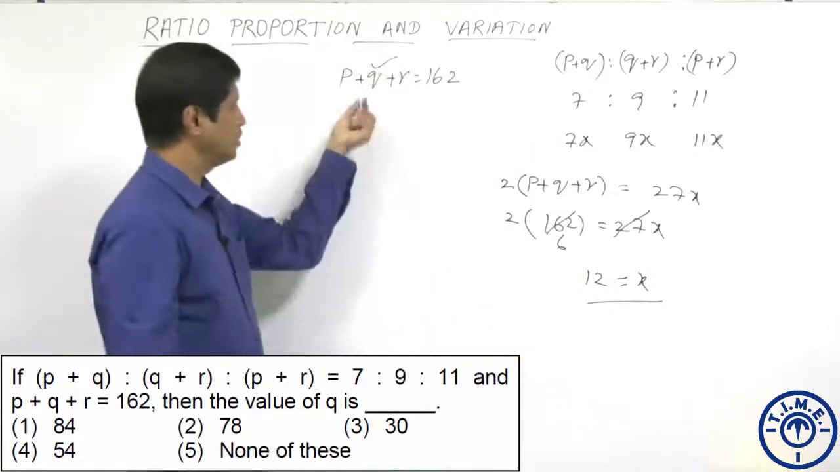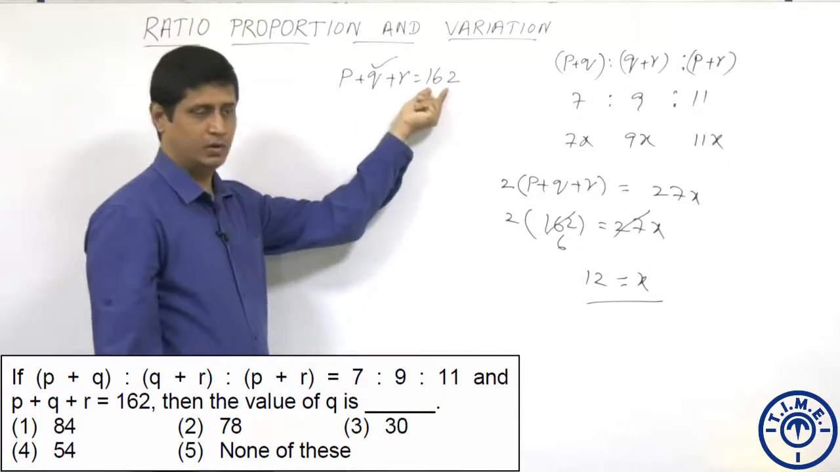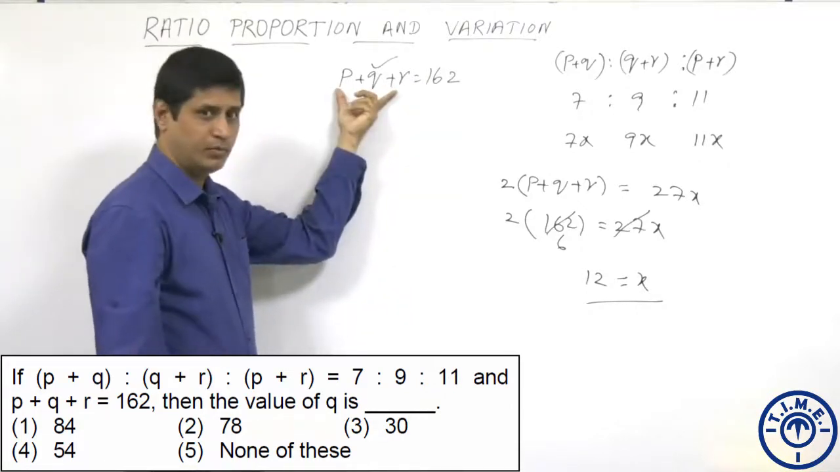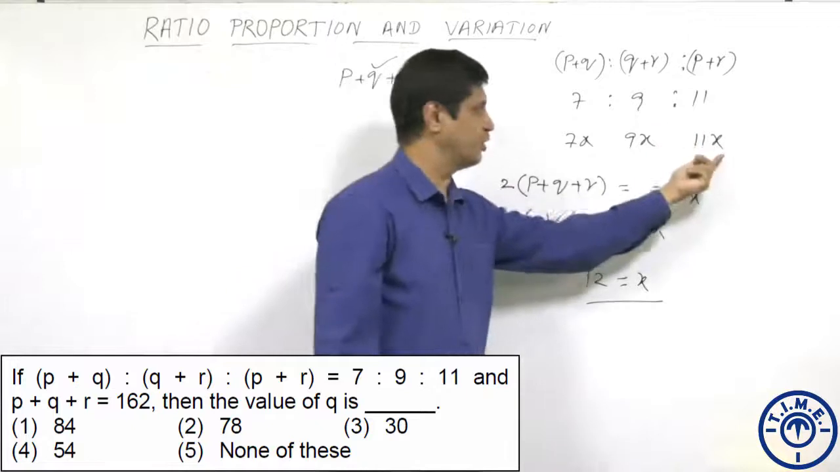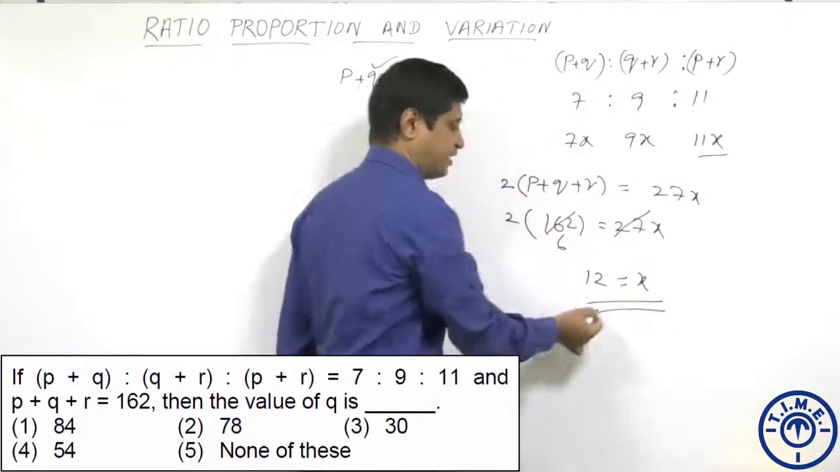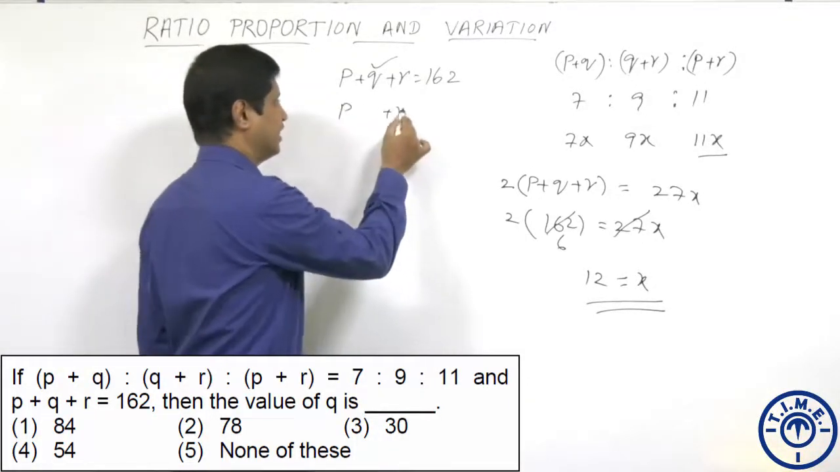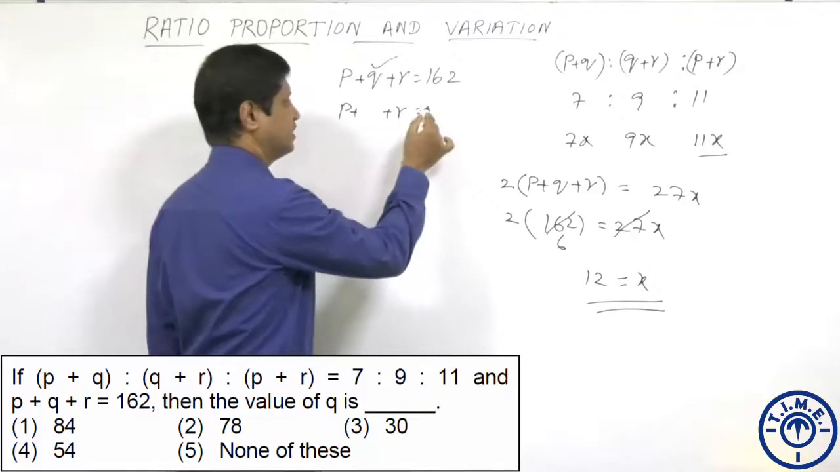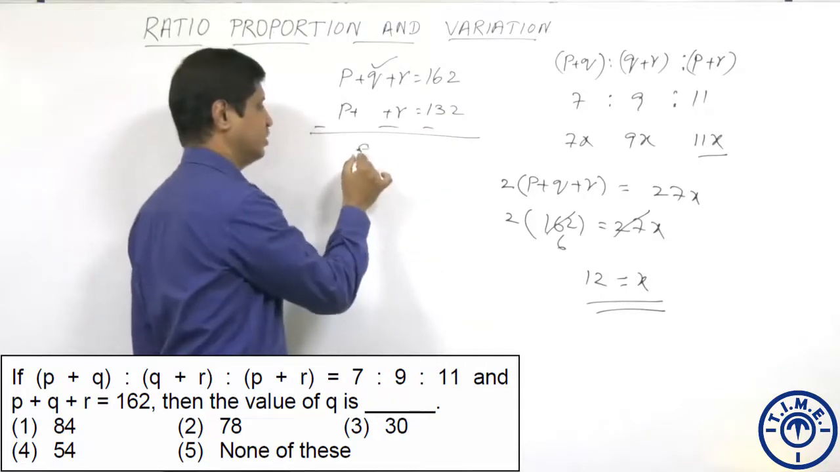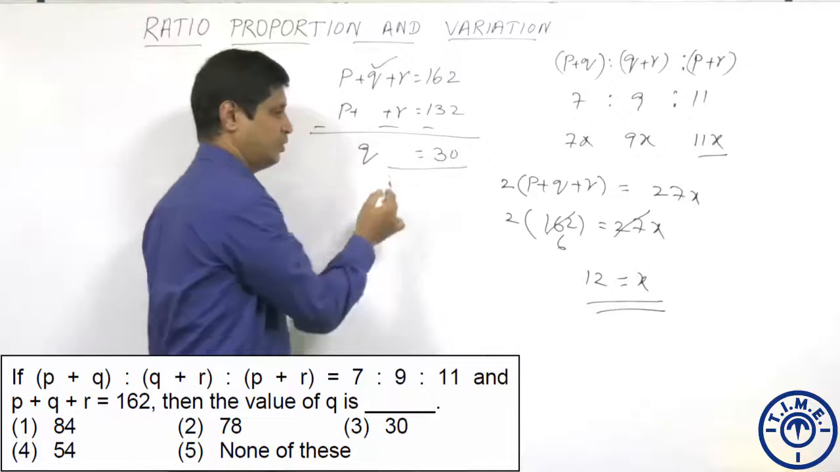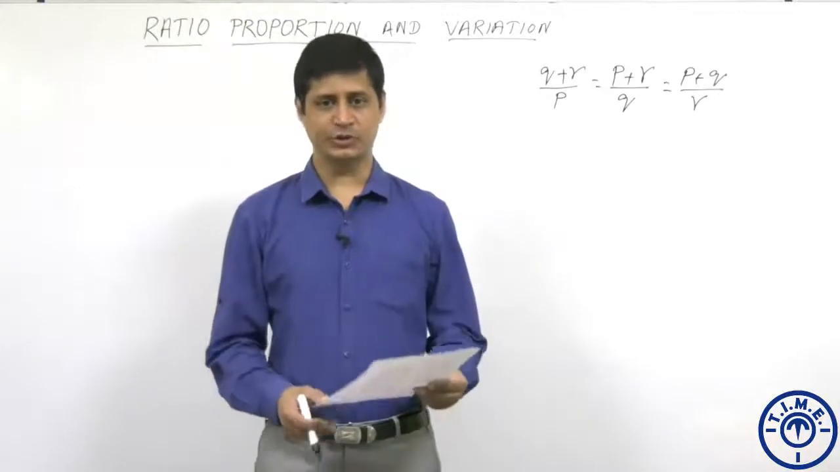Now what is the question? Q value to be found. To find q, we have p plus q plus r, and just subtract the p and r value from it. Now what is the p plus r value? P plus r is equal to 11x. What is the 11x value? 11 into 12 is 132. So p plus r is equal to 132. Then what is the result? When you subtract this, the result is q. How much is it? 30. What is the right answer for this question? Option 3. Now look at the next question.